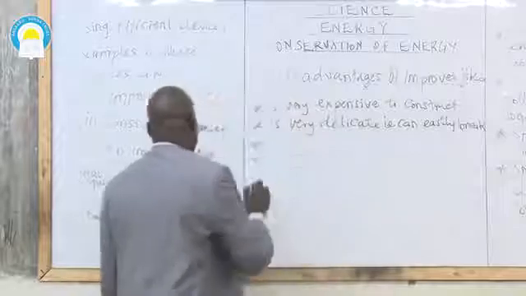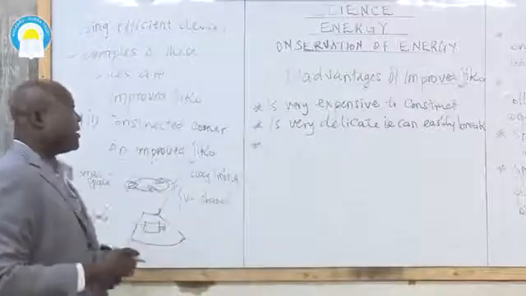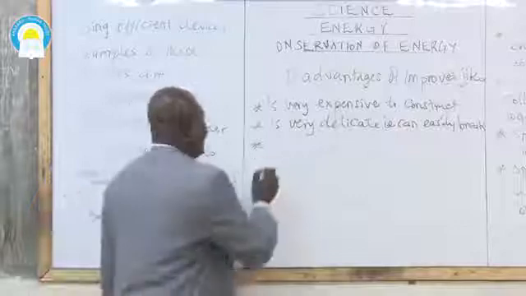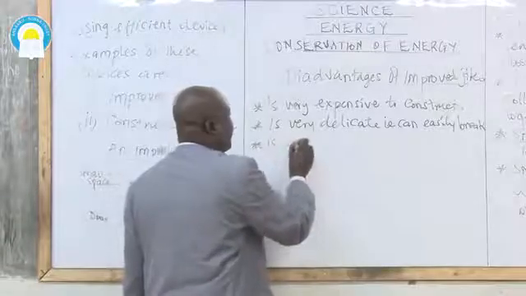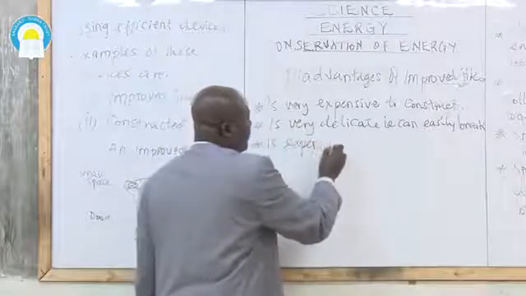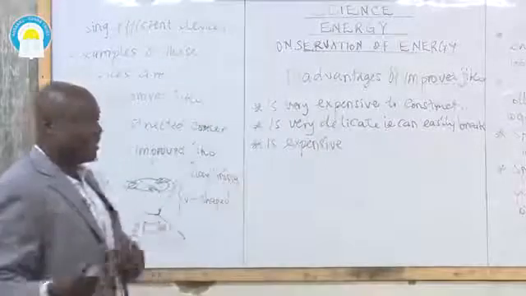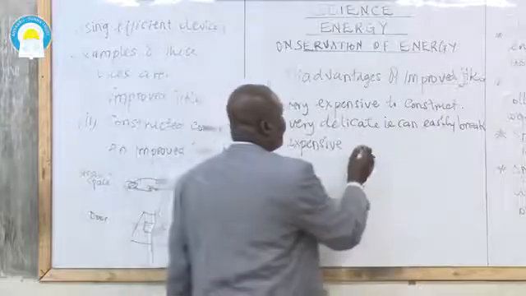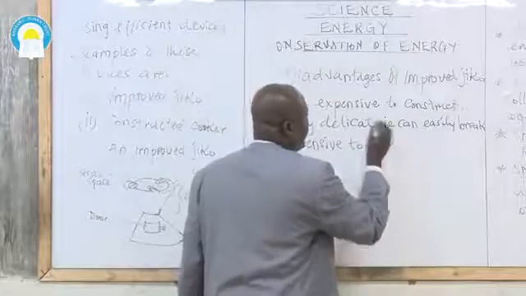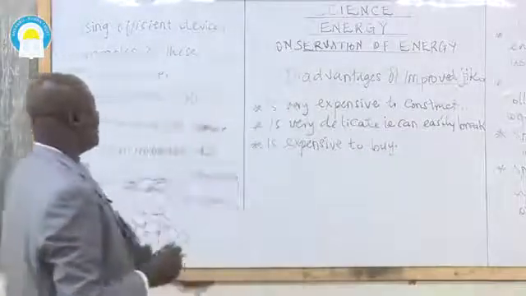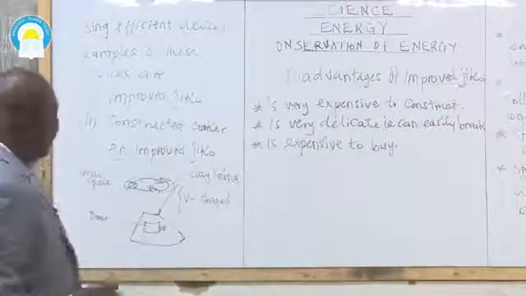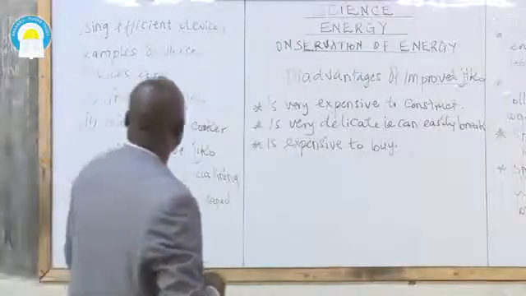Number three, this improved GECO is expensive to buy. You may use more money to buy or purchase it compared to other types of GECOs. So those are some of the disadvantages of improved GECO. Let's go to the next one.